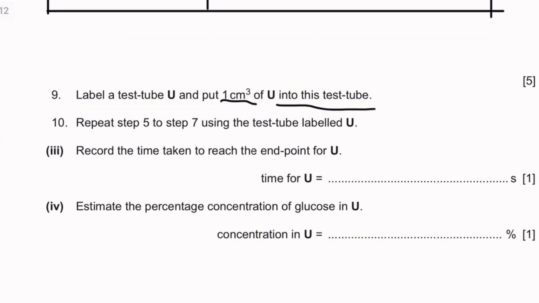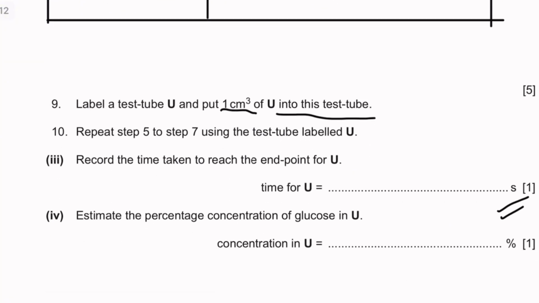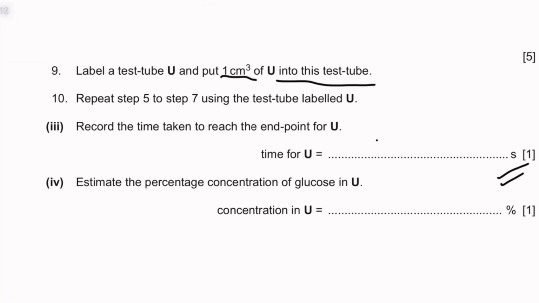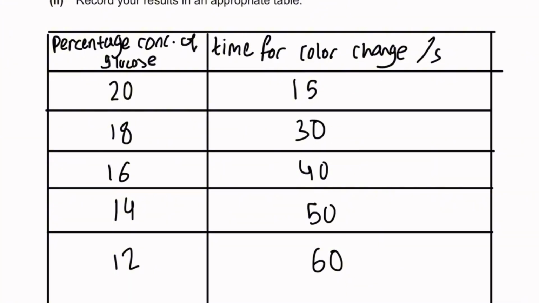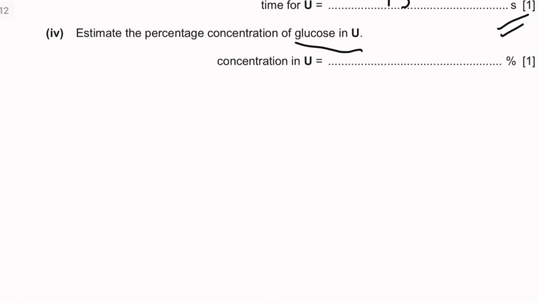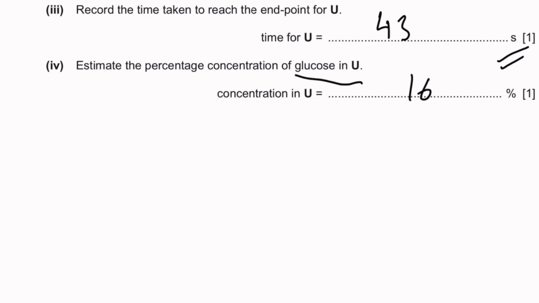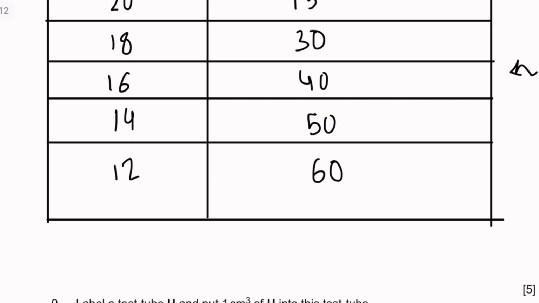Now he's saying record the time taken for the endpoint. If the unit is not written here, you need to make sure to write it. Time for U to change color, just write down the result that you get. So let's say it was, for example, 43. So he's saying estimate the percentage concentration of glucose in U. Okay, 43, the closest concentration would be 16%. So approximately it should be 16. And anything, for example, in between, if let's say it was between 40 and 50, you write down, for example, 15%. So just the approximation based on the time.